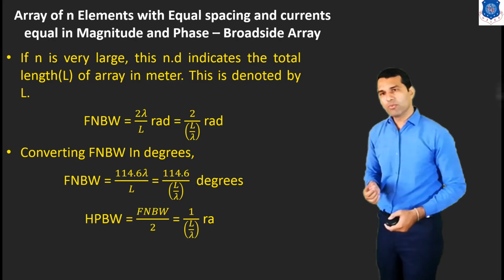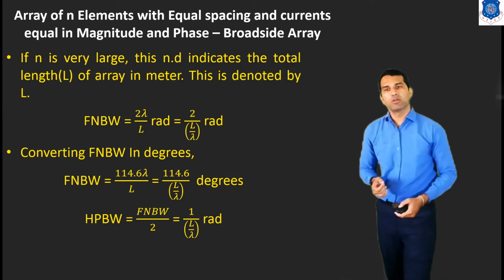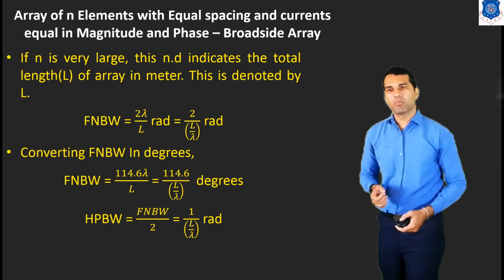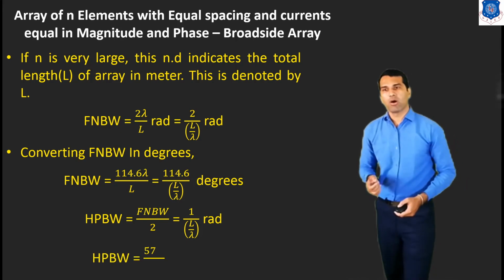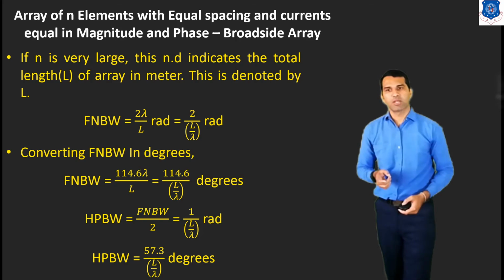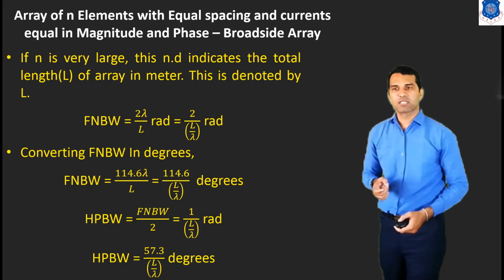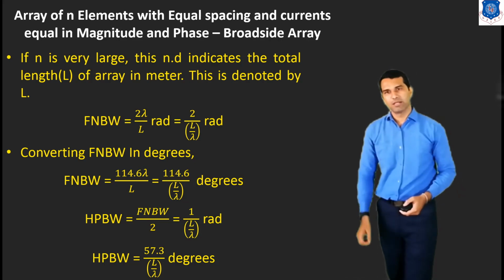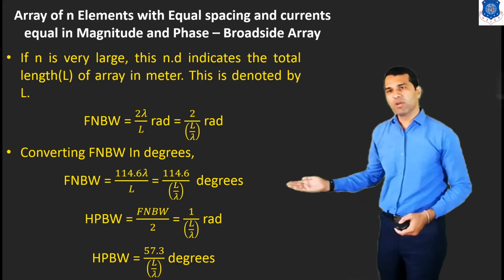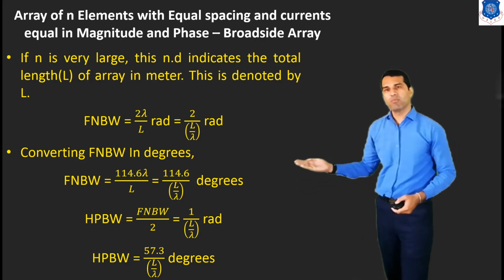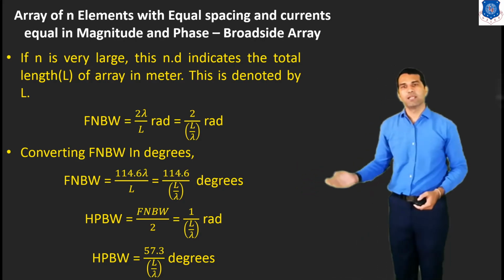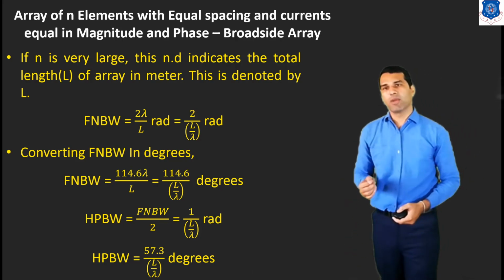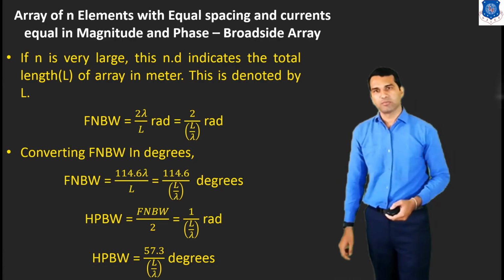Similarly, the half power beam width is nothing but FNBW by 2. So we can write HPBW equals 1 upon L/λ in radians, or in degrees, 114.6 divided by 2, which is 57.3 upon L/λ in degrees. So these are the HPBW, half power beam width, and FNBW, first null beam width, equations in radians and degrees for the n element array with equal spacing and currents equal in magnitude and phase for the broadside array.